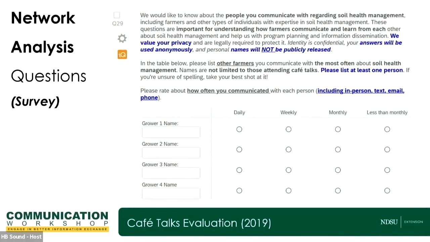Let's get into this network analysis, because I think this is really one of the more insightful things that we've done, Jean. And so this is the question that we would ask in Qualtrics. This is what we did ask for the Cafe Talk Evaluation 2019 to get names of growers and to build these network maps. So Jean, what are the most important parts of this question here?